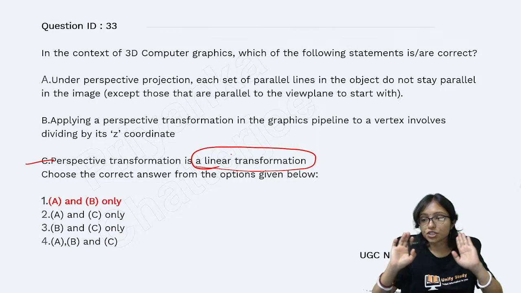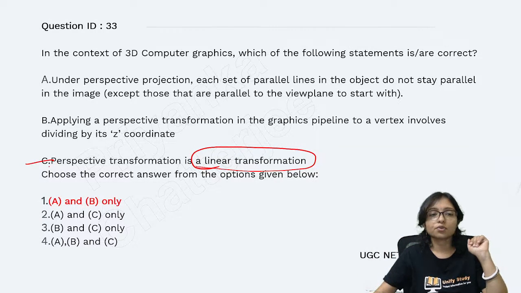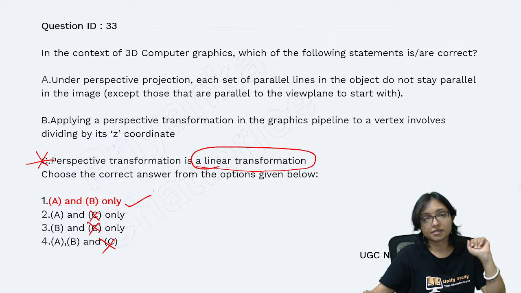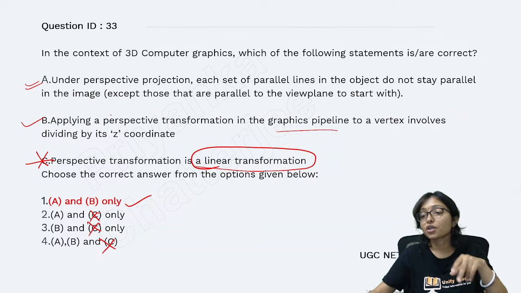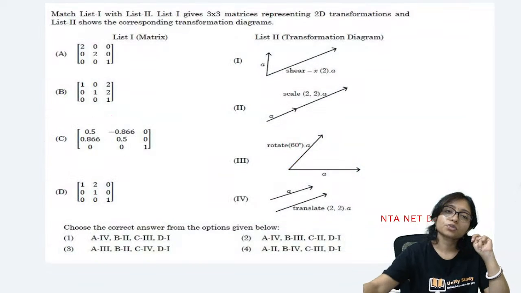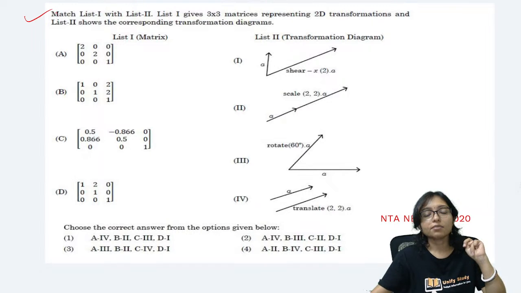Perspective transformation is not the linear transformation. Option C will be eliminated. By eliminating option C, you can get the answer. And other than that, 2 options are correct. Applying perspective projection in the graphics pipeline, that is correct only. This is also correct. So option A and B will be correct. Option C is wrong. Now tell me what will be the answer for this one.